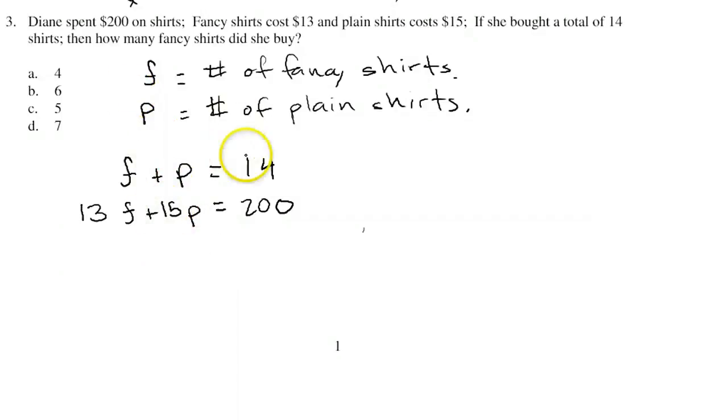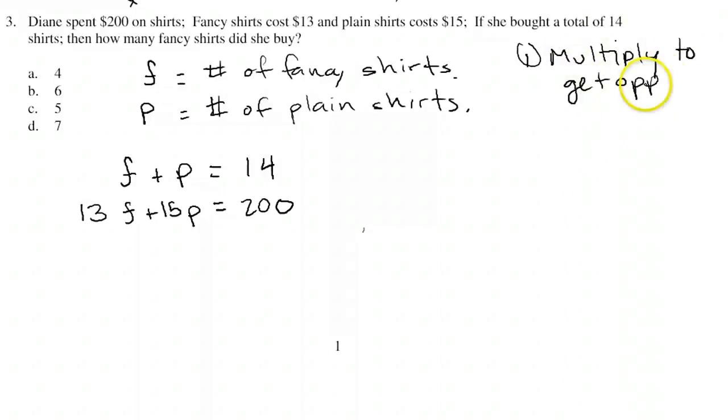To solve this, I'm going to use the elimination method, but you can also use the substitution method. For the elimination method, if you recall, the first step is to multiply to get an opposite. We'll choose a variable to get opposites for, and we'll multiply so that we get that. And then second, we'll add them together so that our opposite variables cancel out.